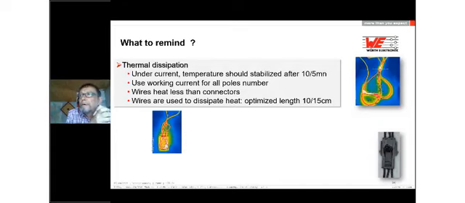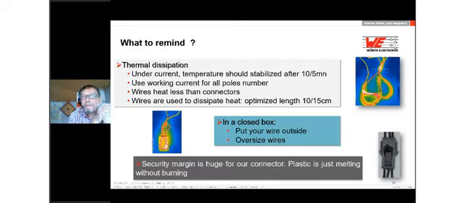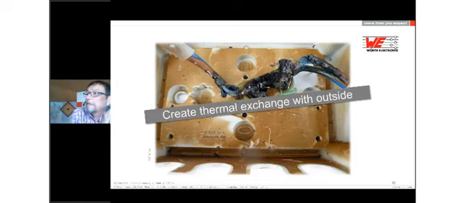Use the working current for all pole numbers. It's possible. The wire heats less than the connector, and the wires can be used in a perfect way to dissipate the heat, to suck it out of the connector, and the optimized length for that is between 10 and 15 centimeters. If you have a closed box, please put your wires outside if possible and oversize the wires. And we have a big security margin. This is huge for our connectors. Plastic is just melting, but it's not burning. So if you respect those things, this will never happen. Create a thermal exchange with the outside and you will never see a picture like this in your application.